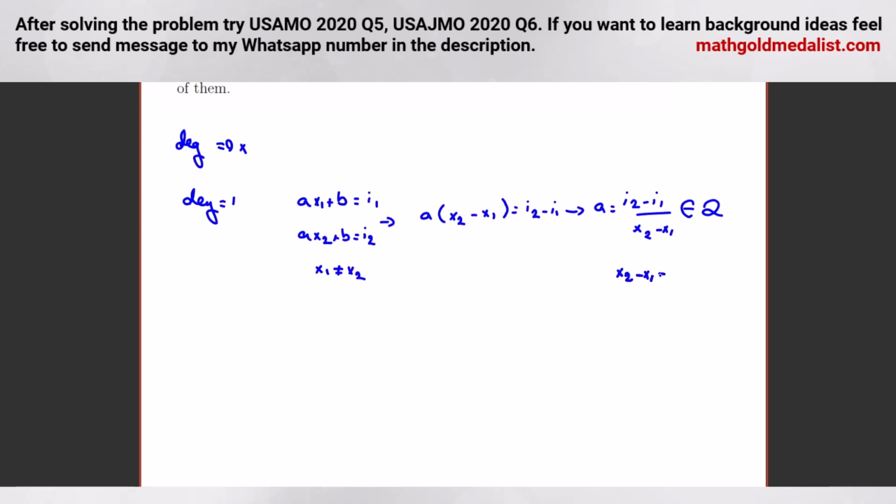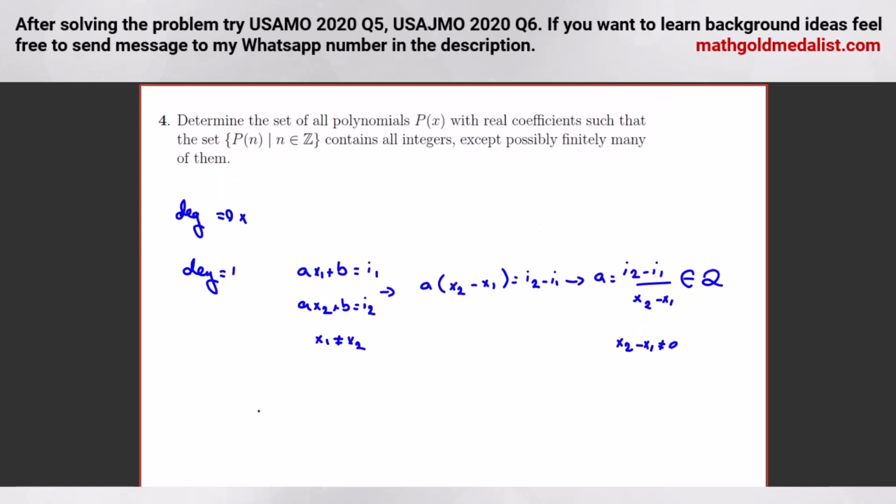Okay, x2 minus x1 is not 0 because they are not equal. Now that a is rational, we can say b is equal to I1 minus ax1. Here we have integers. I1 is an integer, x1 is an integer, a is rational, right? So do you agree b is also rational?